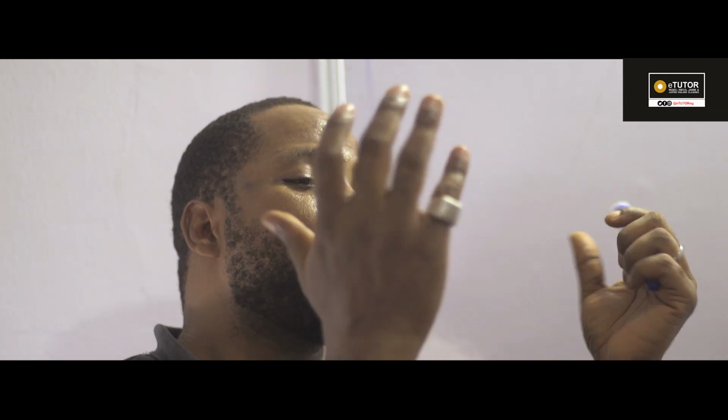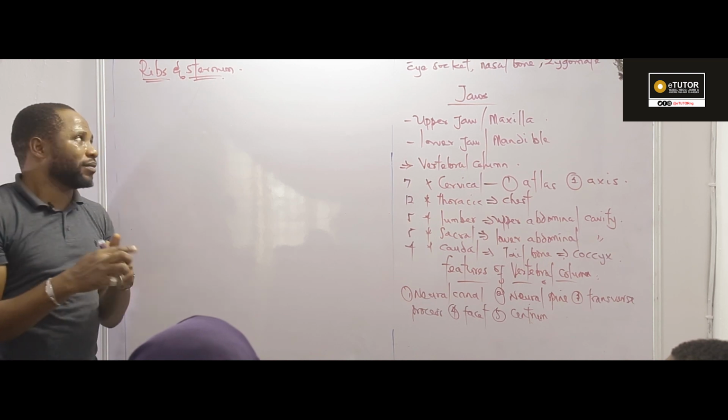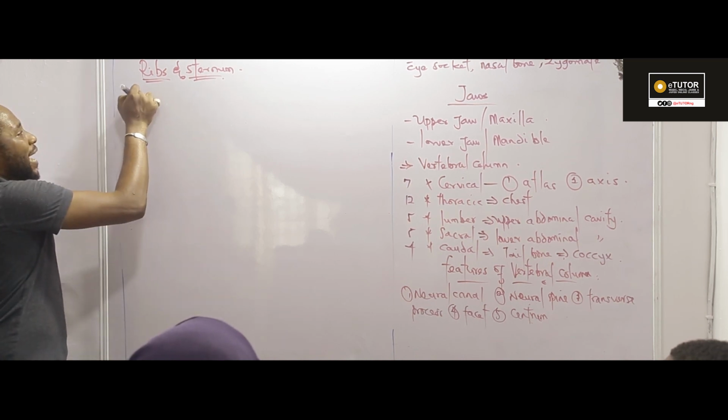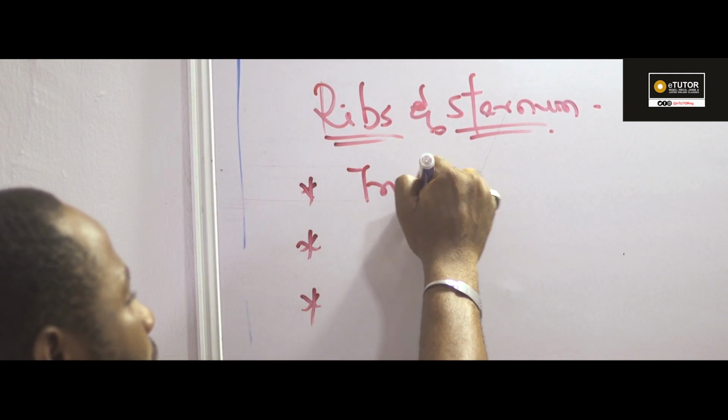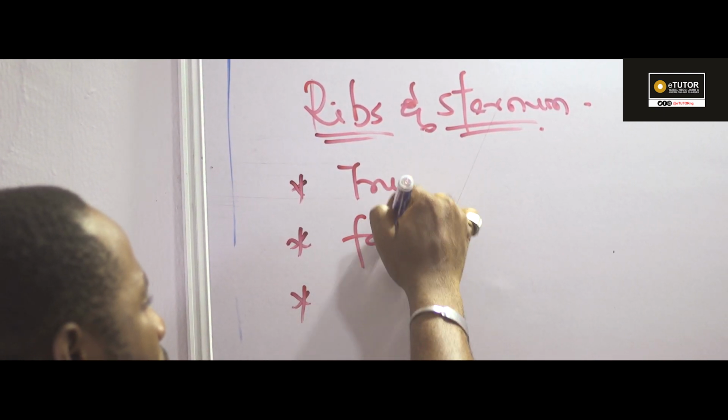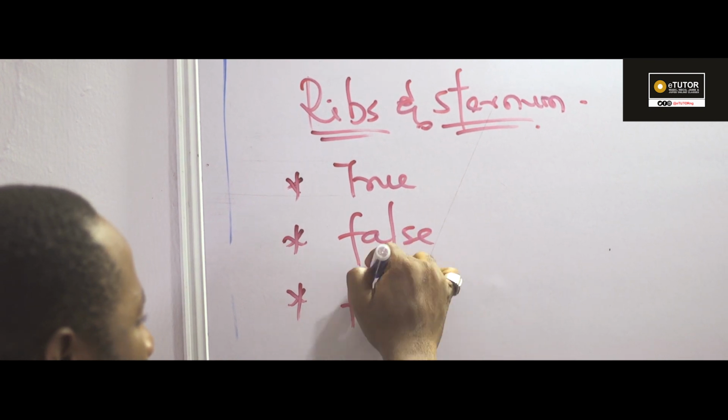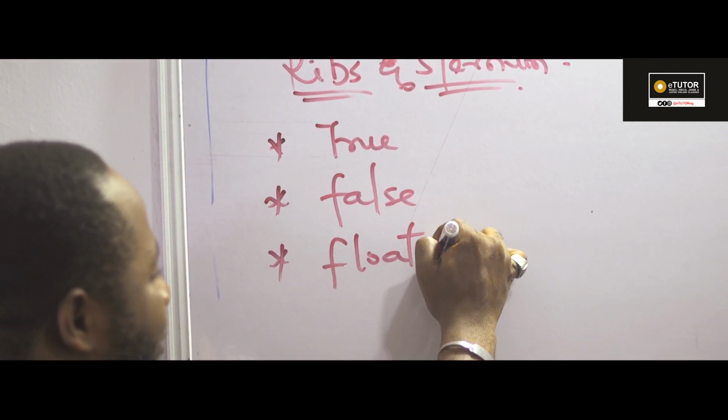Now, the ribs are made up of long curved bones which attach to the thoracic bone and to the what? Sternum, to form what we call a rib cage. They are divided into three. We have true ribs, false ribs, and floating ribs.